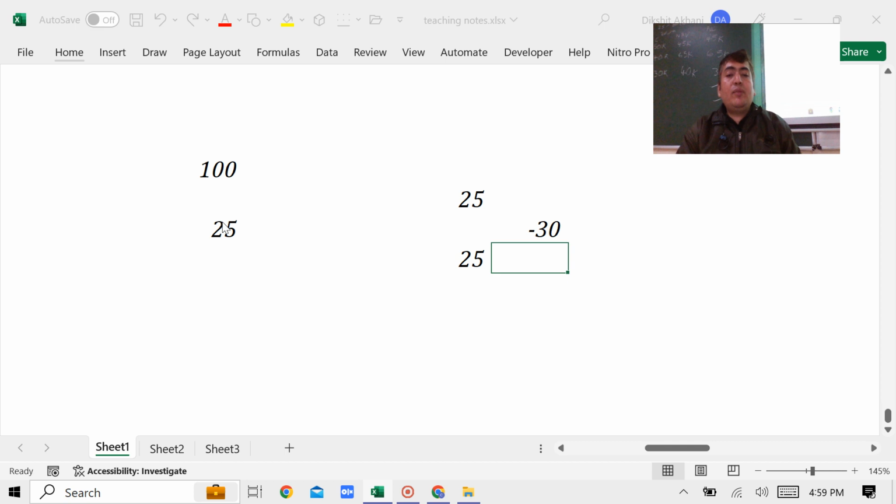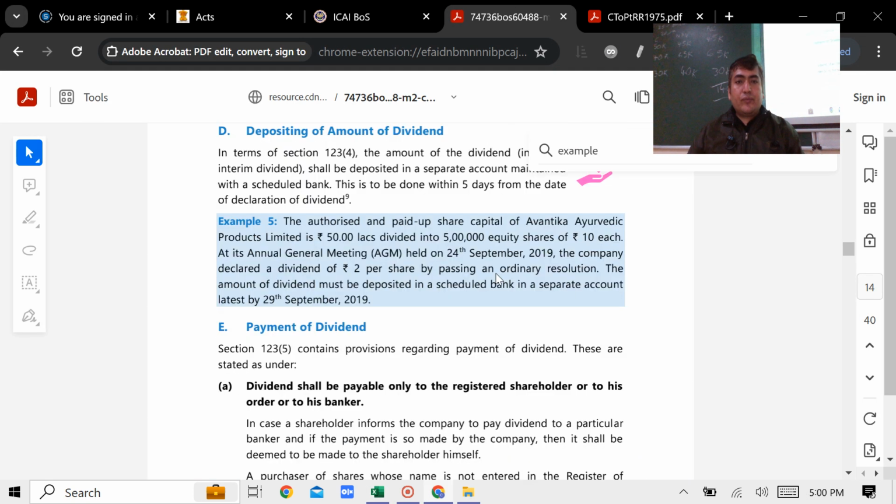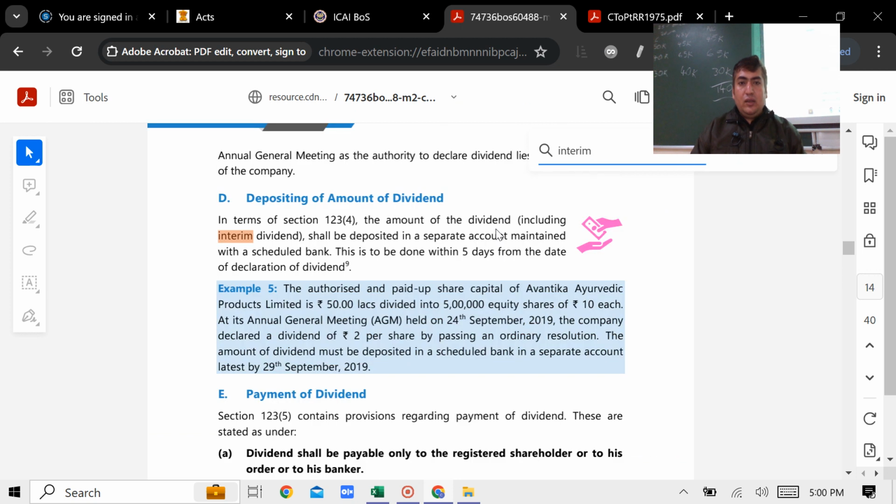How do they ask questions in the exam? I'm damn sure that ICAI must have included an interim dividend question in their illustrations. Let's see whether they have included it or not. Okay, illustration is there. The authorized and paid up capital of Avantika Ayurvedic is 50 lakhs, 5 lakh shares of 10 each. In its AGM, the company declared a dividend of rupees 2 per share. So what's the total amount? 5 lakhs into 2 comes to 10 lakhs. By passing an ordinary resolution, the amount of the dividend must be deposited. But this is not interim dividend.